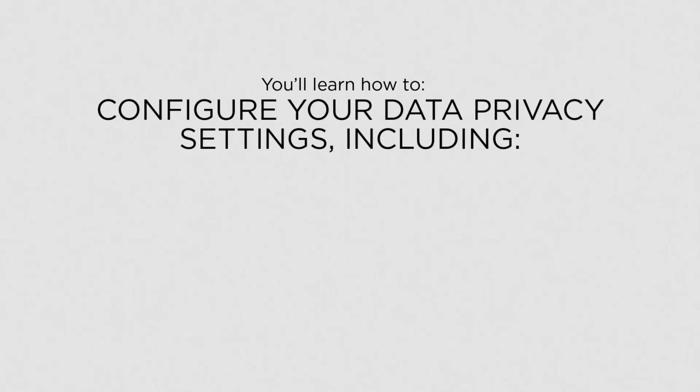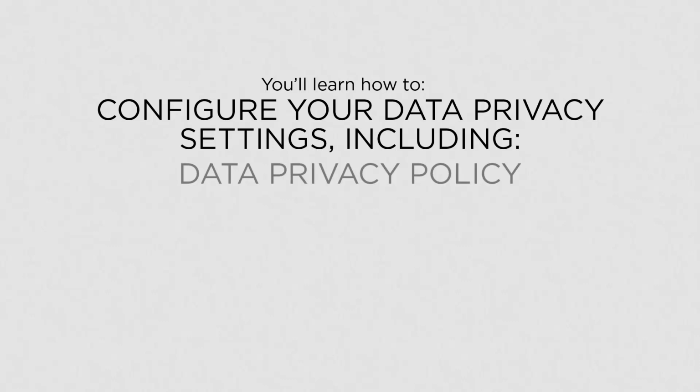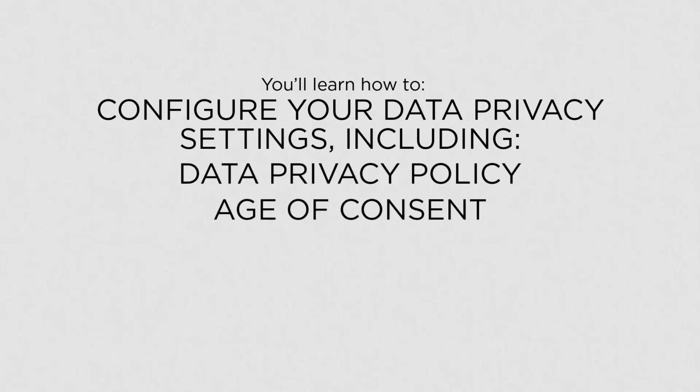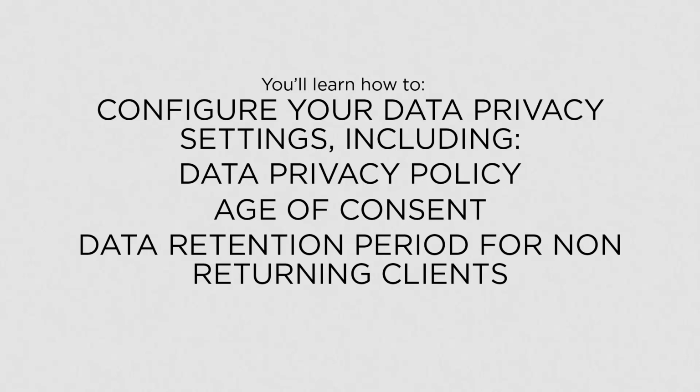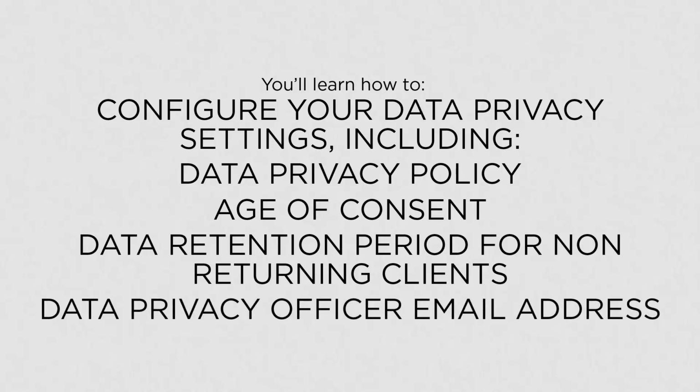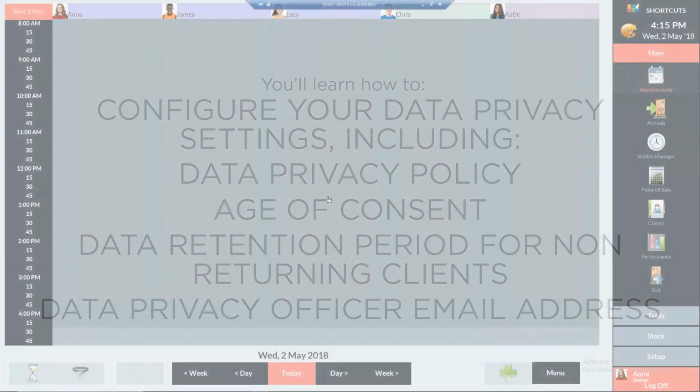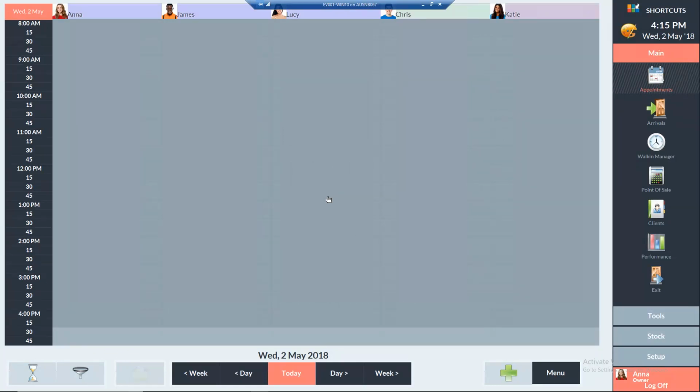In this lesson, you'll learn how to configure your data privacy settings in Shortcuts, including your data privacy policy, age of consent, data retention period for non-returning clients, and your data privacy officer email address. Firstly, you'll need to choose in your security settings who can configure your data privacy settings.